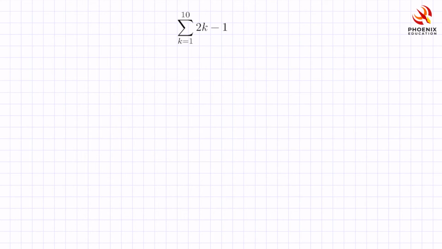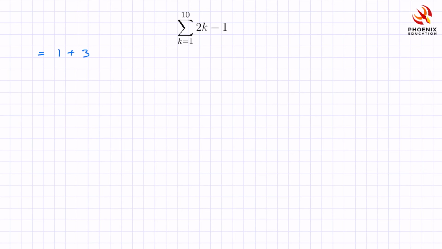And lastly, this symbol here is the Greek letter sigma, and it tells us that we need to add all our terms together. So in this example here, we'll start with k is equal to 1 and plug that into the formula. We get 2 times 1 minus 1, which is just 1. Then plus, plugging in k is equal to 2, we have 2 times 2 minus 1, which is 3.